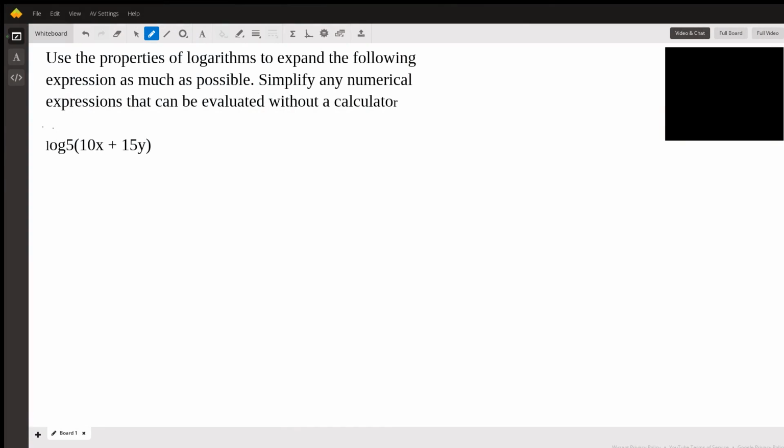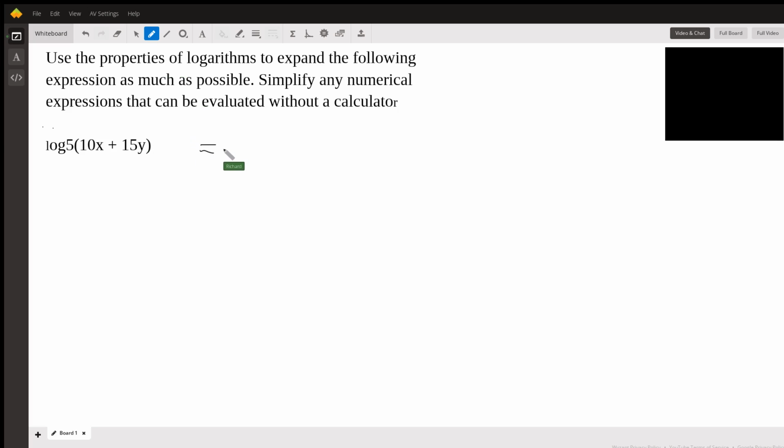I'm a math tutor here at Wyzant, and I'm here to solve a logarithm question. It says, use the properties of logarithms to expand the following expression as much as possible. When we talk about expansion, what we want to do is take one log and turn it into multiple logs by using a property.